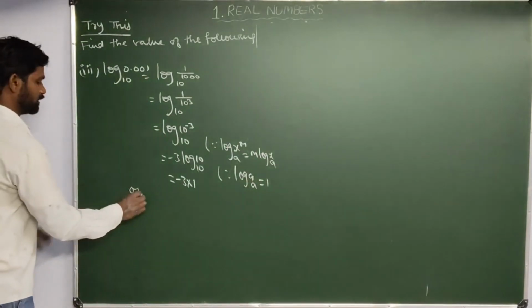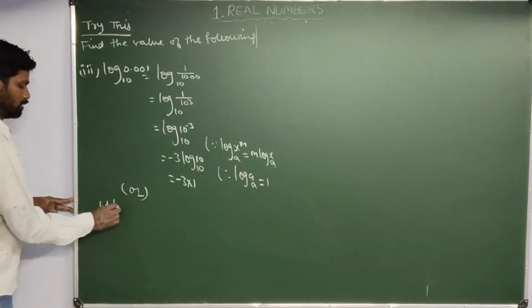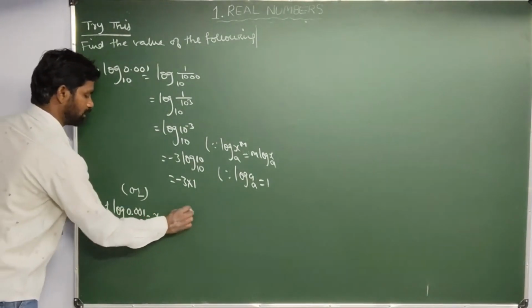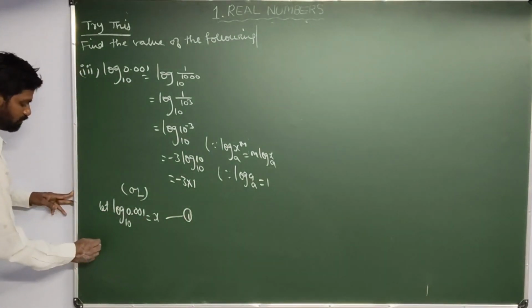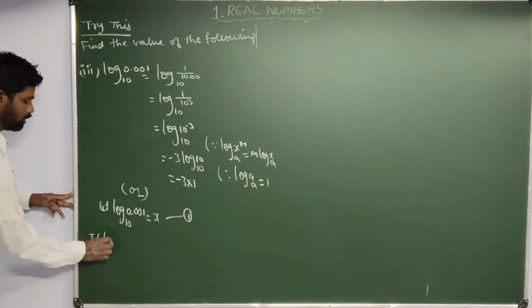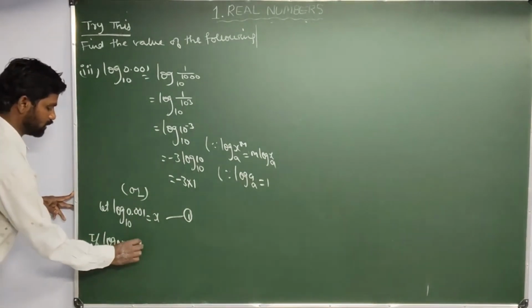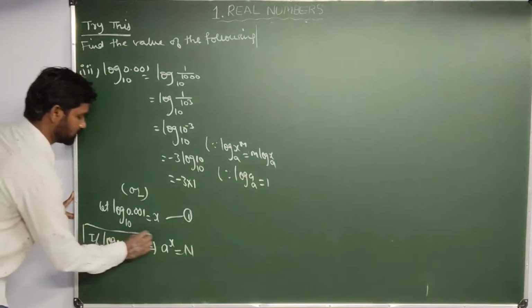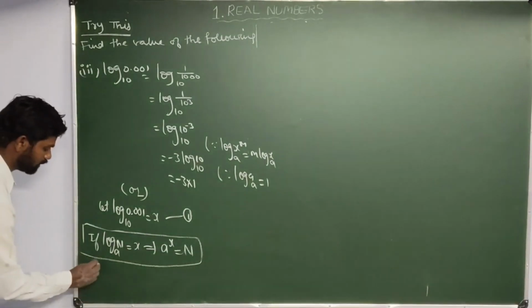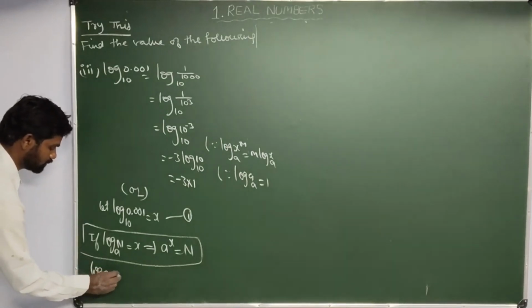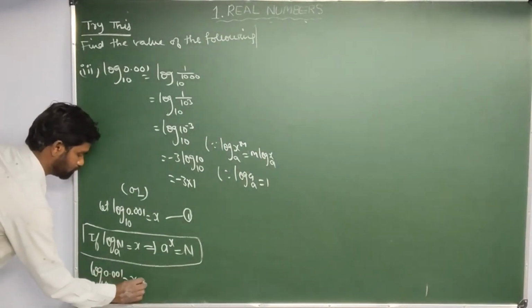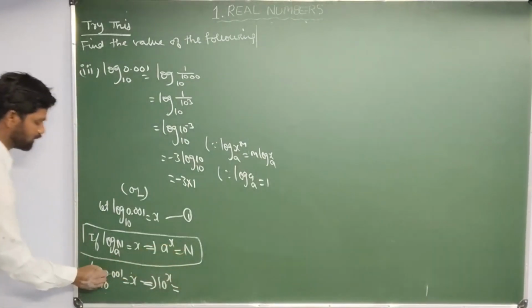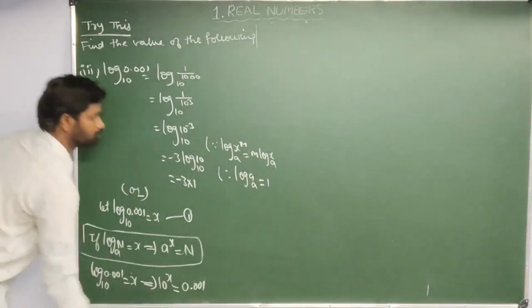So in one more method we can write, let log 0.001 base 10 is equal to some x. Consider this as equation 1. By using the definition of logarithm, if log n base a is equal to x, we can write that as a power x is equal to n. So by using this principle, log 0.001 base 10 is equal to x implies 10 power x is equal to n. What is n? n is 0.001.